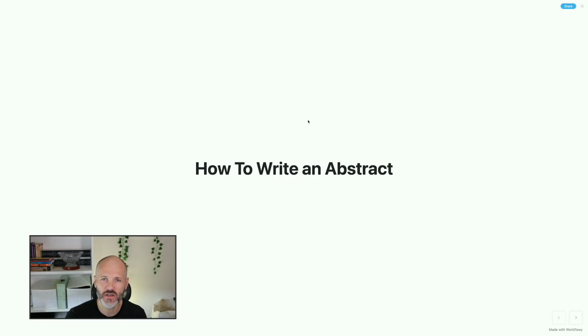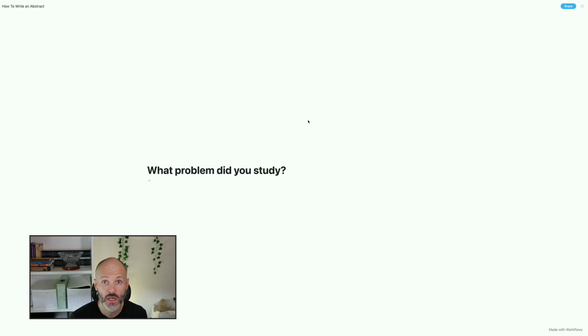Abstracts can be a little bit tricky, which is why I suggest you ask yourself 4 questions about your research paper before you write your abstract. And don't worry, I'll break down how to write an abstract later on in this tutorial. So first up, consider your research paper. What problem are you studying as part of your paper?